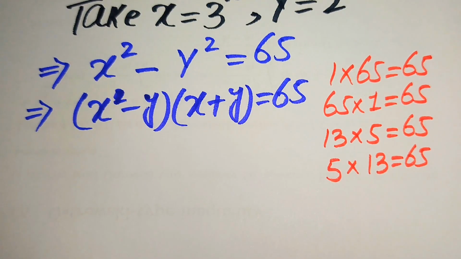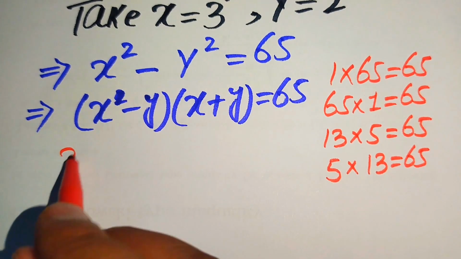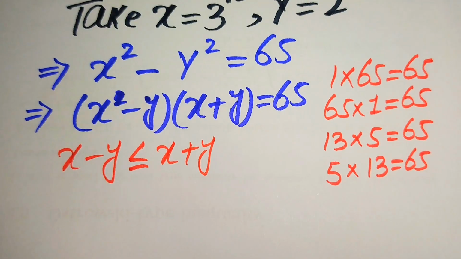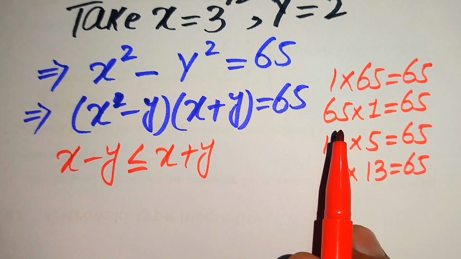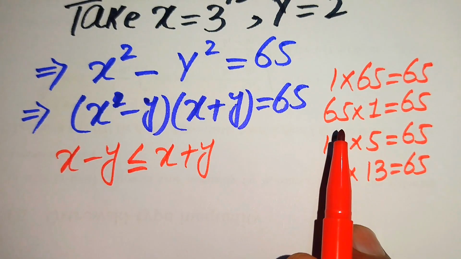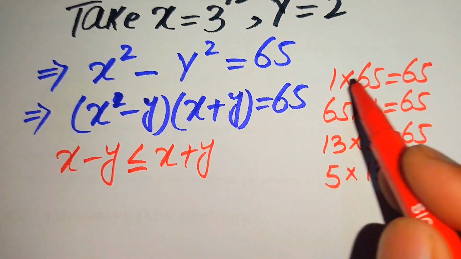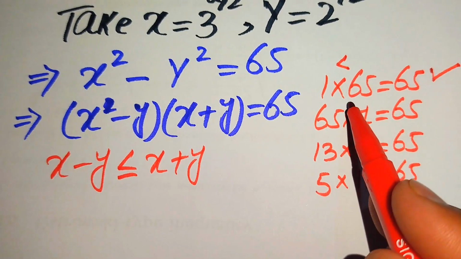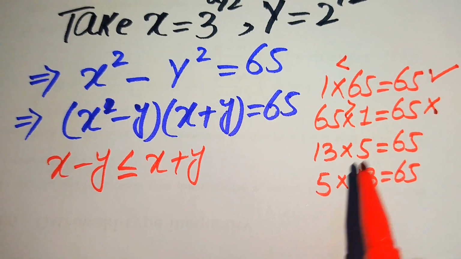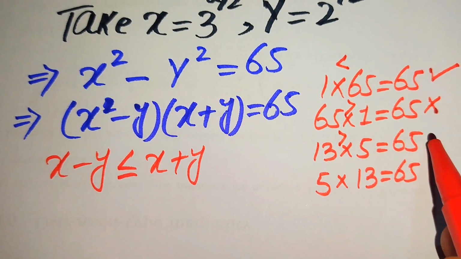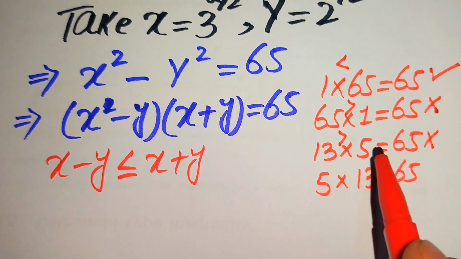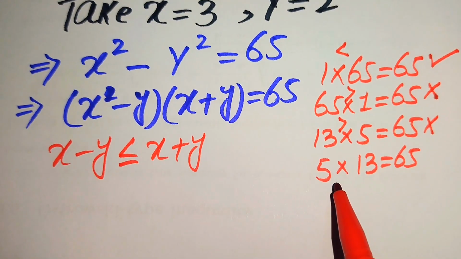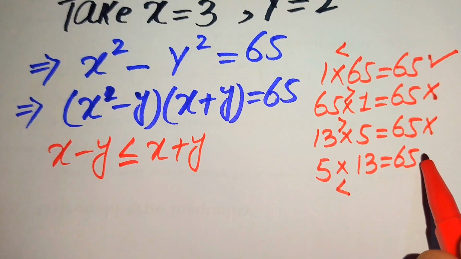But if we make the relation between these two factors, we say that the first factor x minus y is always less than x plus y. So we choose only those pairs of values in which the first integer is less than the second integer. If you see 1 and 65, 1 is less than 65, so we accept this case. But 65 is greater than 1, so we reject this case. Similarly, 13 is greater than 5, so we reject this case because the first factor is greater than the second factor, but we need those in which the first number is less than the second number. Okay, so this is 5 times 13, and we know that 5 is less than 13, so we accept this case.